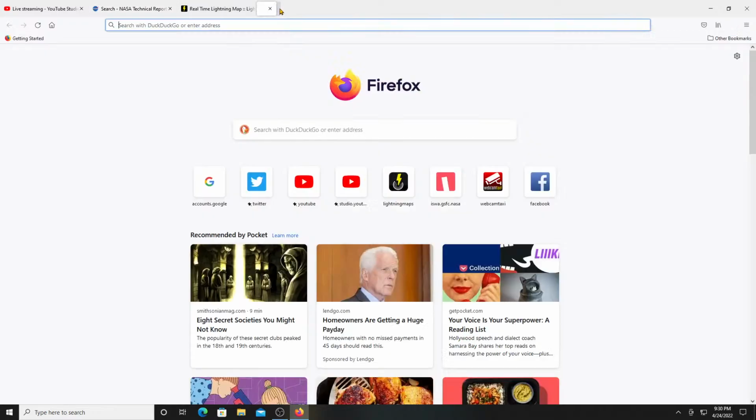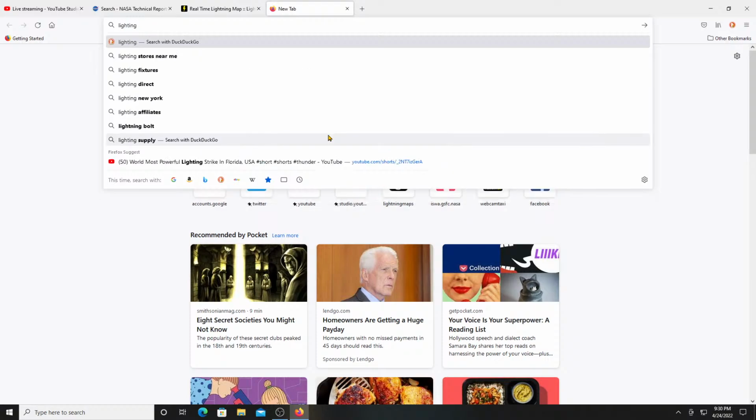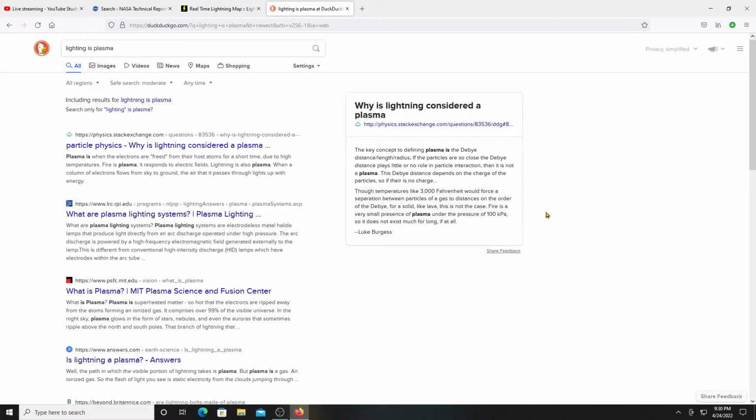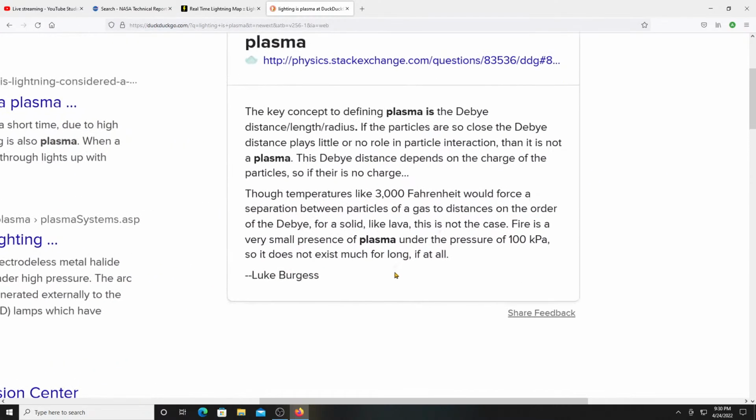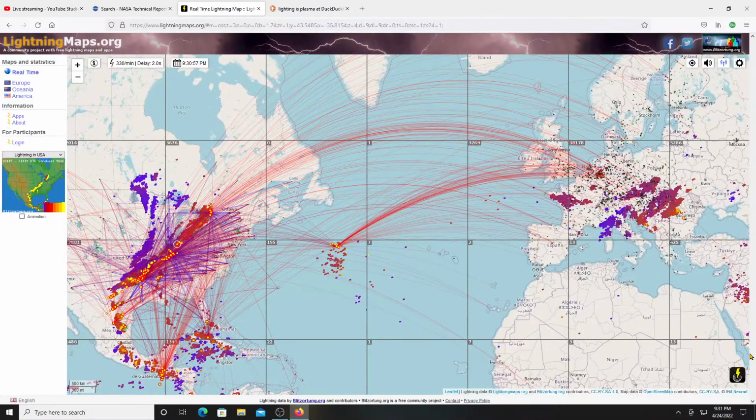Lightning plasma. Let's see. Oh, it is. Imagine that, you all. Imagine that lightning is considered plasma. That's really interesting. It can get really hot under pressure, 100 kPa, but it doesn't last long. But that plasma right there looks really wild, you all.